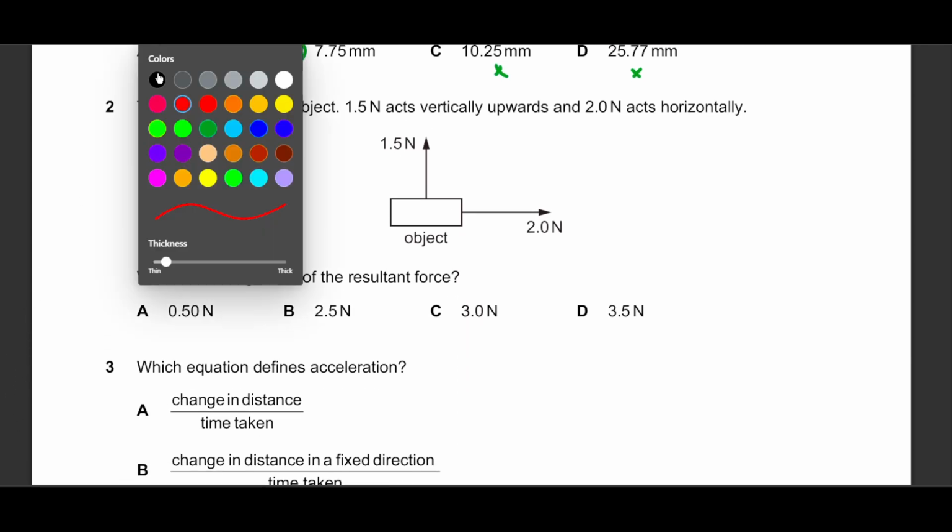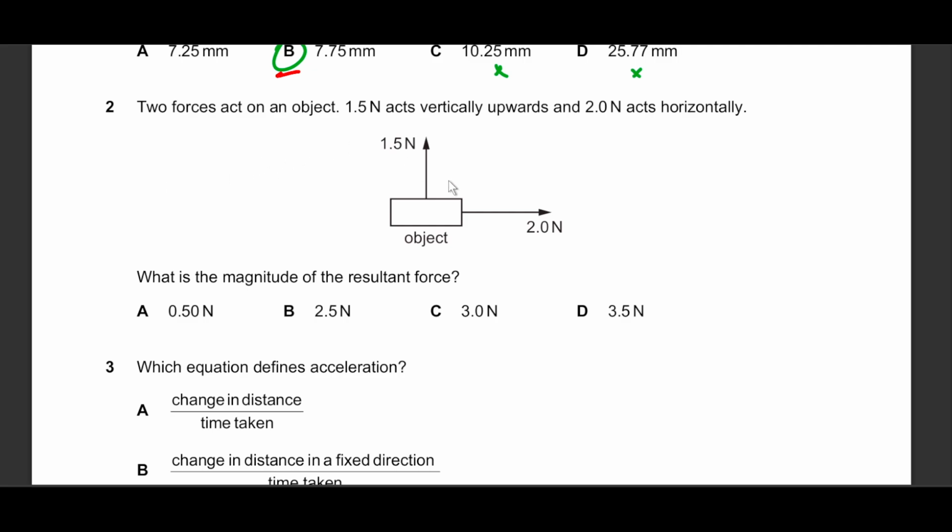Question number 2. It states that these are the vectors for the resultant force. The resultant force will be at the center somewhere. We can find this by using Pythagoras theorem. So it will be simply 2 squared plus 1.5 squared. The resultant will be equal to the square root of this, which is going to be R equals 2.5 newtons. This is option B.